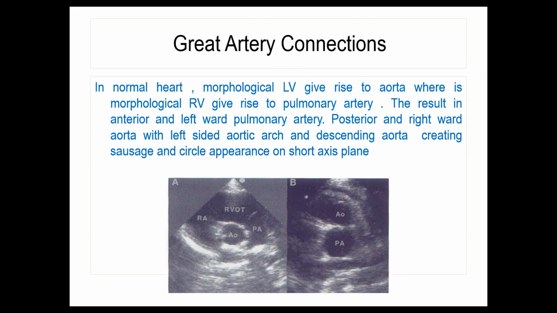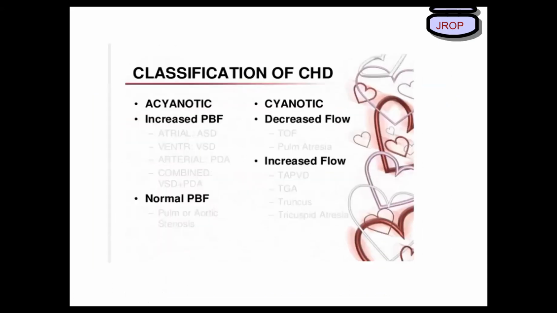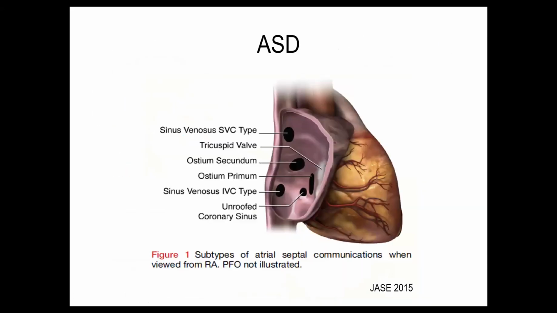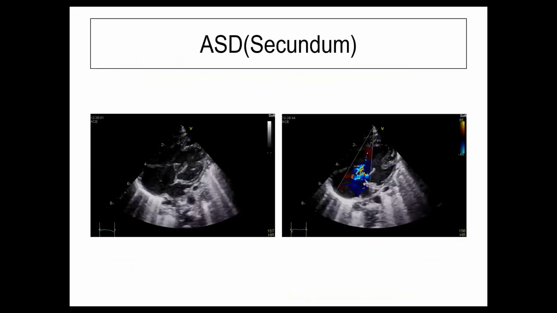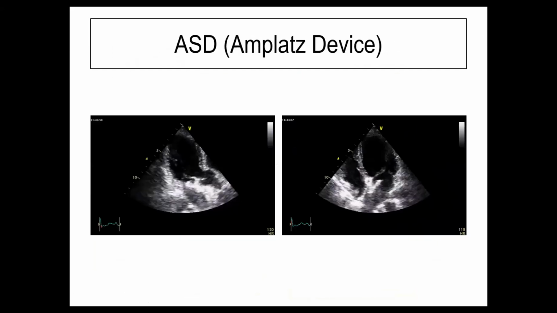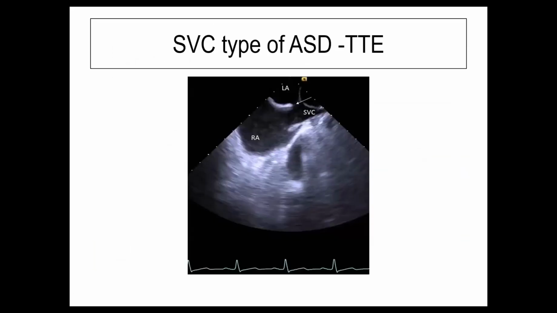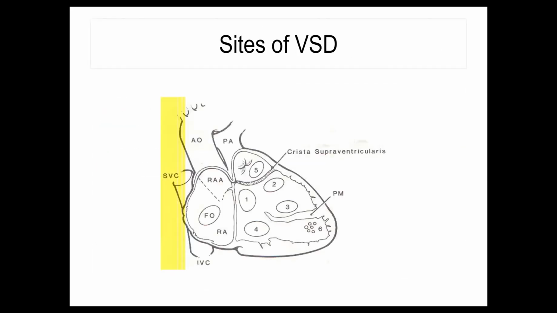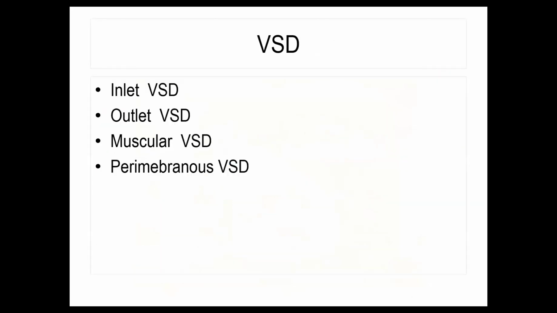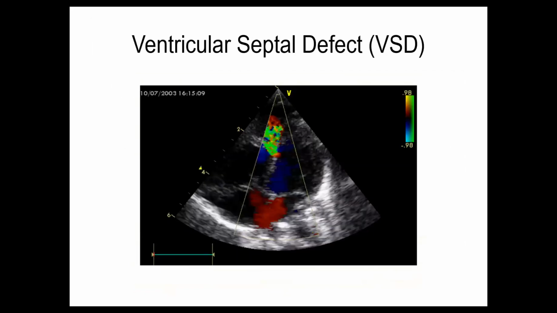Go ahead. Sir, in VSD, in parasternal long axis, when we see the color flow, be it perimembranous or muscular, how do you know from which ventricle the flow is? Because we are not parallel to the flow. So how do we decide? In parallel, we would say if it is blue, then it is going away from the transducer.